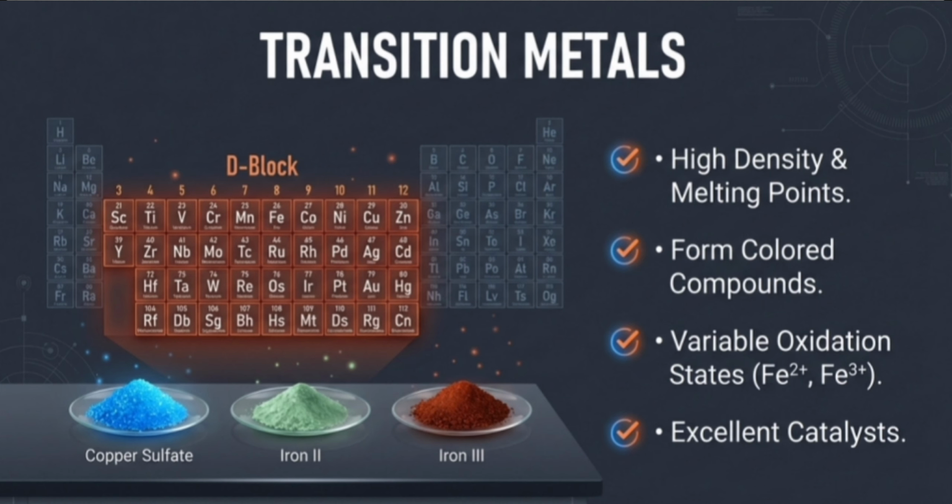Chemically, they've got 3 superpowers. 1, they form these beautiful, colored compounds in solutions like that classic blue copper sulfate. 2, they have variable oxidation states. That just means they can form ions with different charges, like how iron can be both a 2+ and a 3+ ion. And 3, they are fantastic catalysts, speeding up all sorts of crucial industrial reactions.